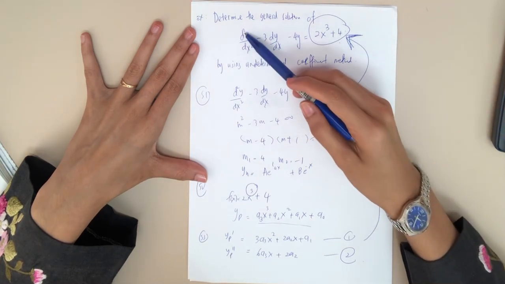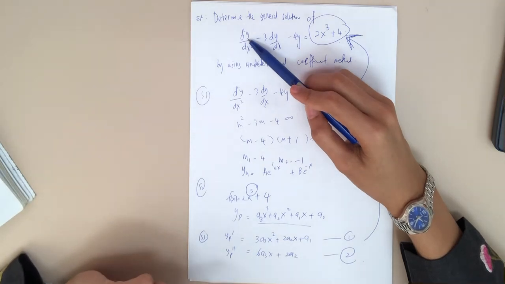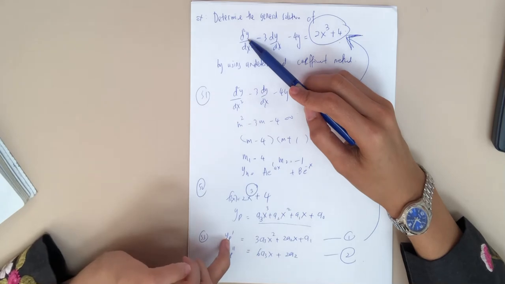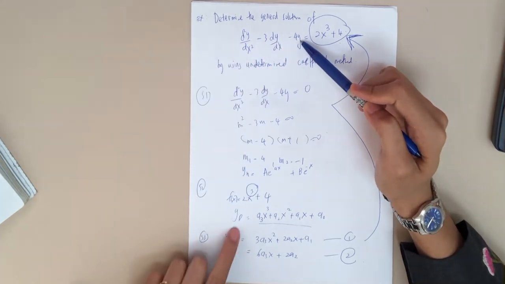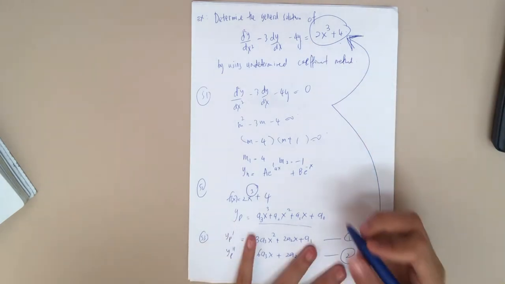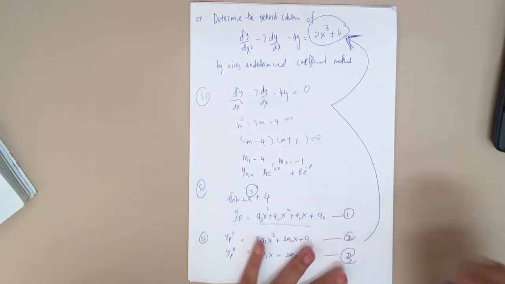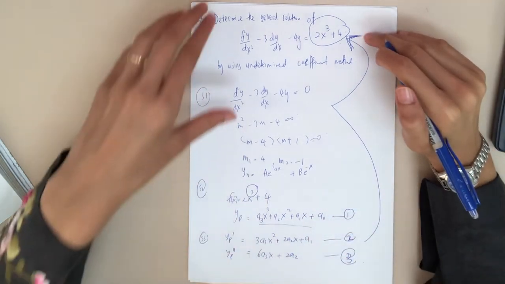So this is d squared, this is dy. So for the second or the double prime, you need to substitute here, and the yp prime you need to substitute here, and y will be yp. Okay, maybe I write it like this. This is the first equation, second equation, and third equation. So all these three you need to substitute back into the original equation. Okay, I show you here.